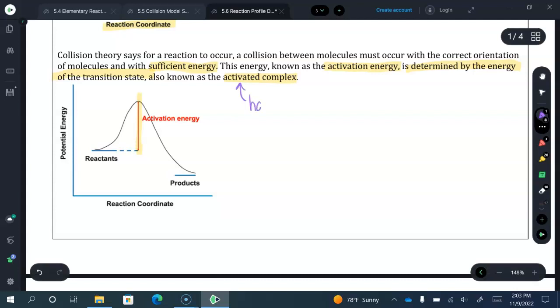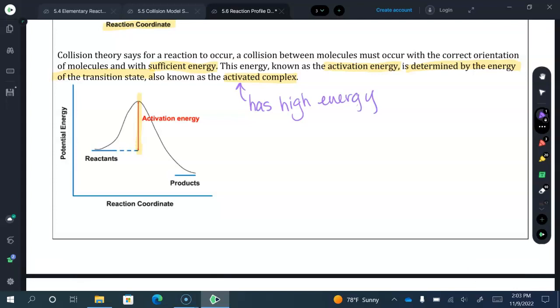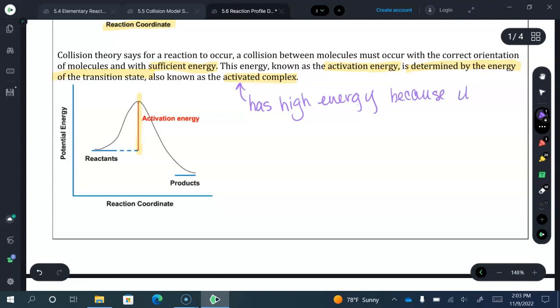Now, this activated complex has high energy, like it's up there at the top, because it's a transition state. It's transitioning from the reactants to the products, so it's breaking and making bonds. And so this has high energy, and it's because it's in that transition state, it is very unstable.